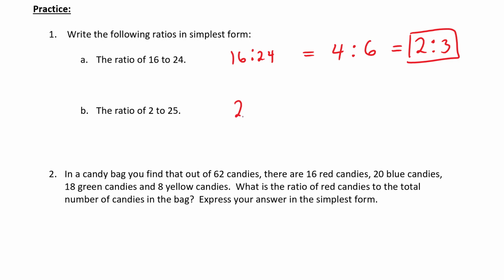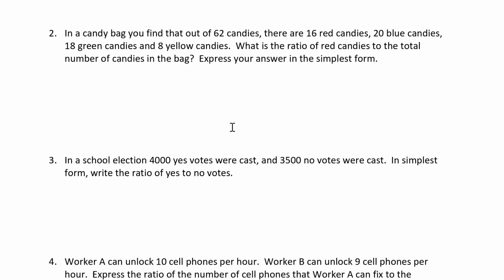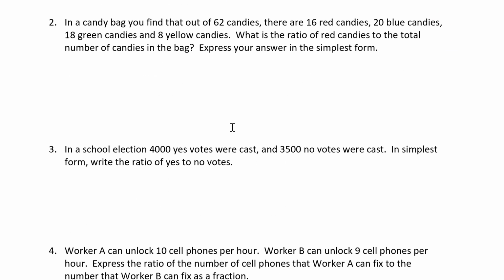What about the ratio of 2 compared to 25? Can I simplify that down? I cannot. Therefore, that is the final answer. In a candy bag, you find out of 62 candies, there are 16 red, 20 blue, 18 green, 8 yellow. What is the ratio of red candies to total number?